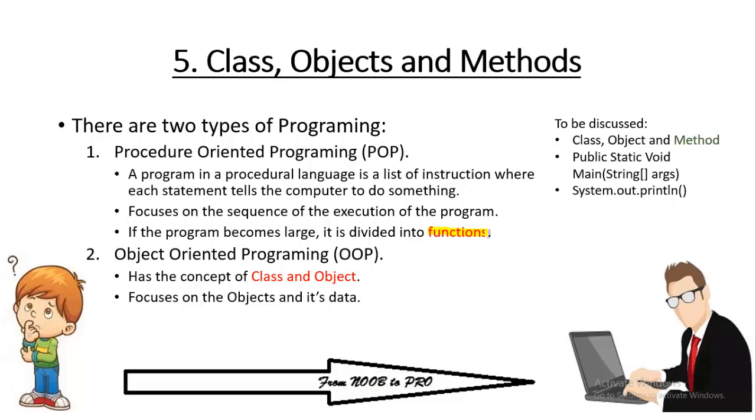Now, when we come to the second type of programming language, it is OOP or object oriented programming. The function concept in OOP is what we call a method. There's no difference between function and method. The only difference is that in Java we call them methods. So what is object oriented programming? Let us see in detail. Basically object oriented programming has the concept of class and object.